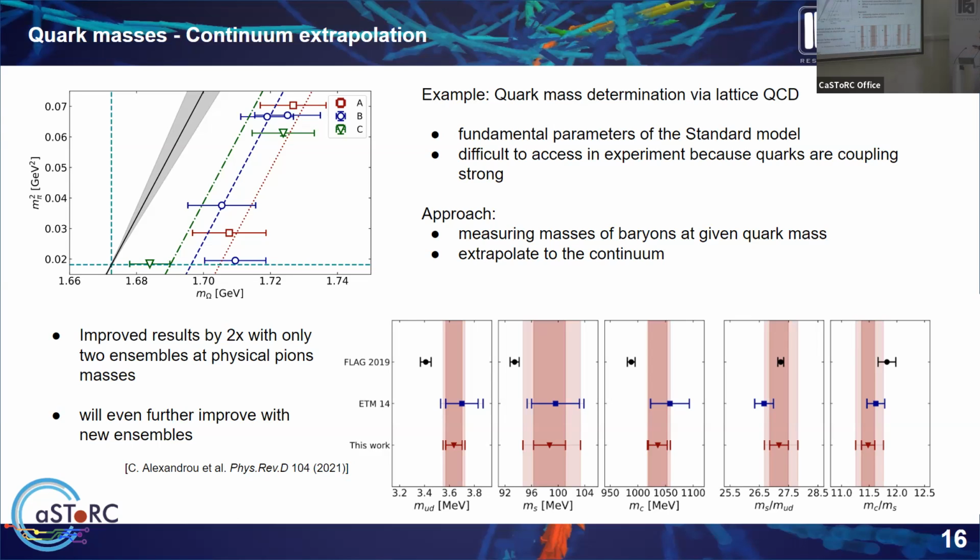Okay, how do we do this? We basically measure masses of baryons. Here, in this case, for the strange quark mass, we measured the mass of the omega baryon. And then we do this on different ensembles.